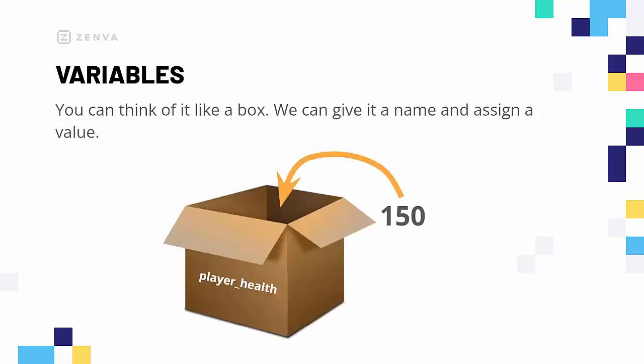Now, you can think of it like a box, okay? We can give a variable a name and assign it a value, okay? And at any time, we can try and find the box that might say player's health, and inside of that, we have a value, a number, for example. And we can look at that number so we know what it is. We can also change it, add to it, subtract it, multiply it, pretty much anything we want to do with it, okay?